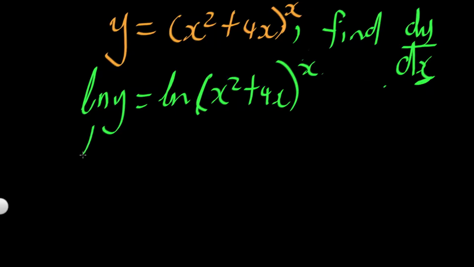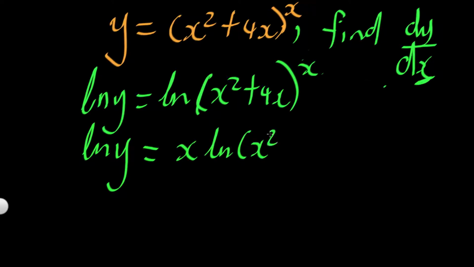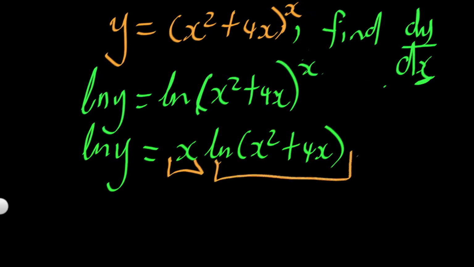We have here ln y equals x ln(x squared plus 4x). Now what we have here is a product. If you know the product rule, we have this function here, x, multiplying this function here, ln of x squared plus 4x. And guys, we know how to differentiate each of these functions, and if we apply the product rule, we can easily get our answer, dy dx.